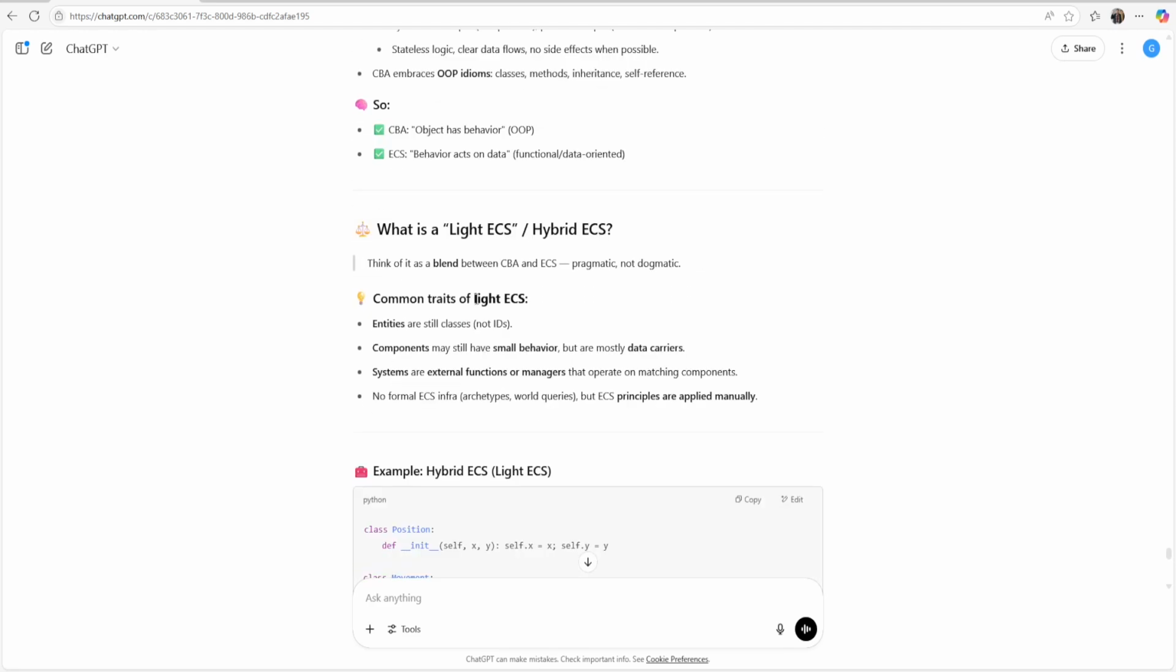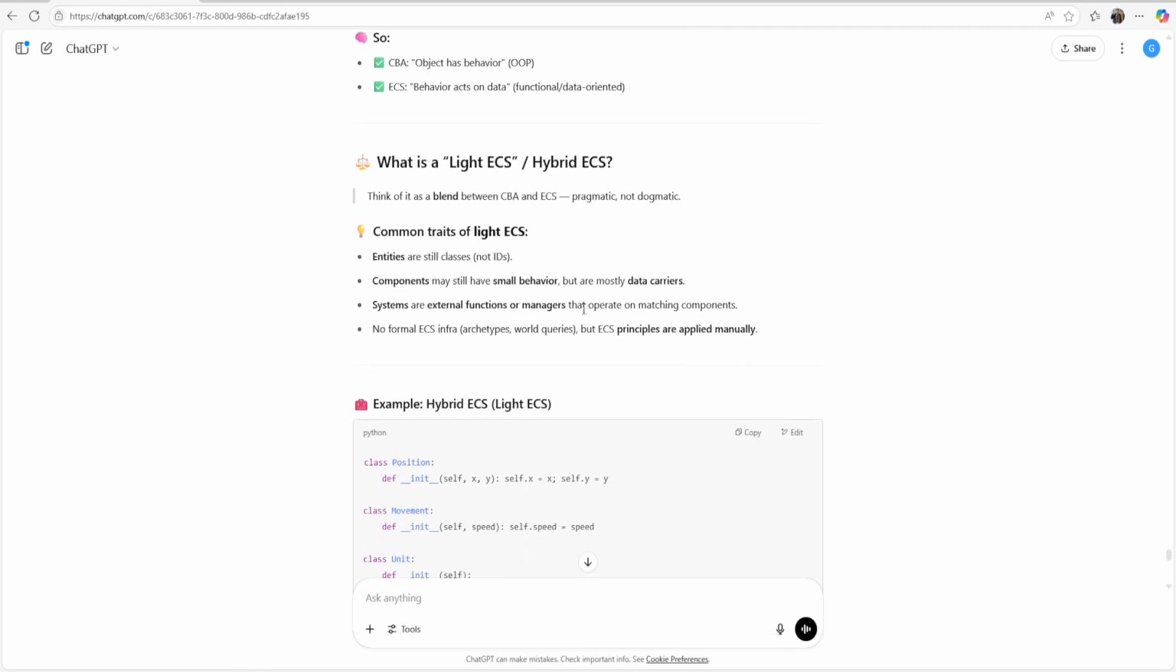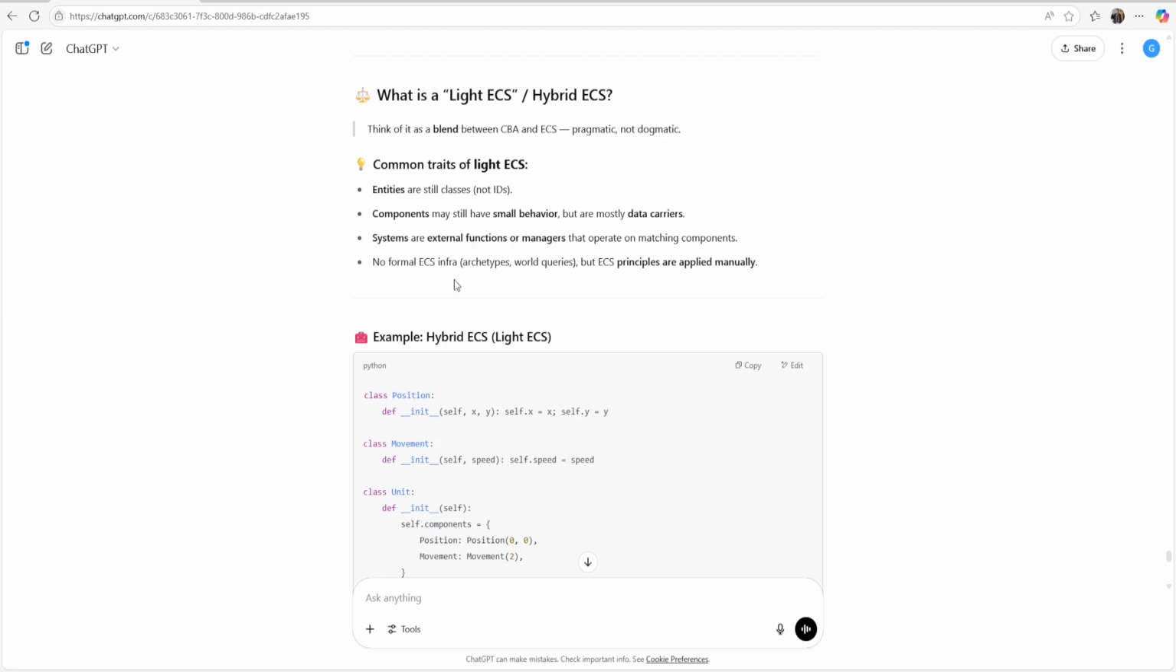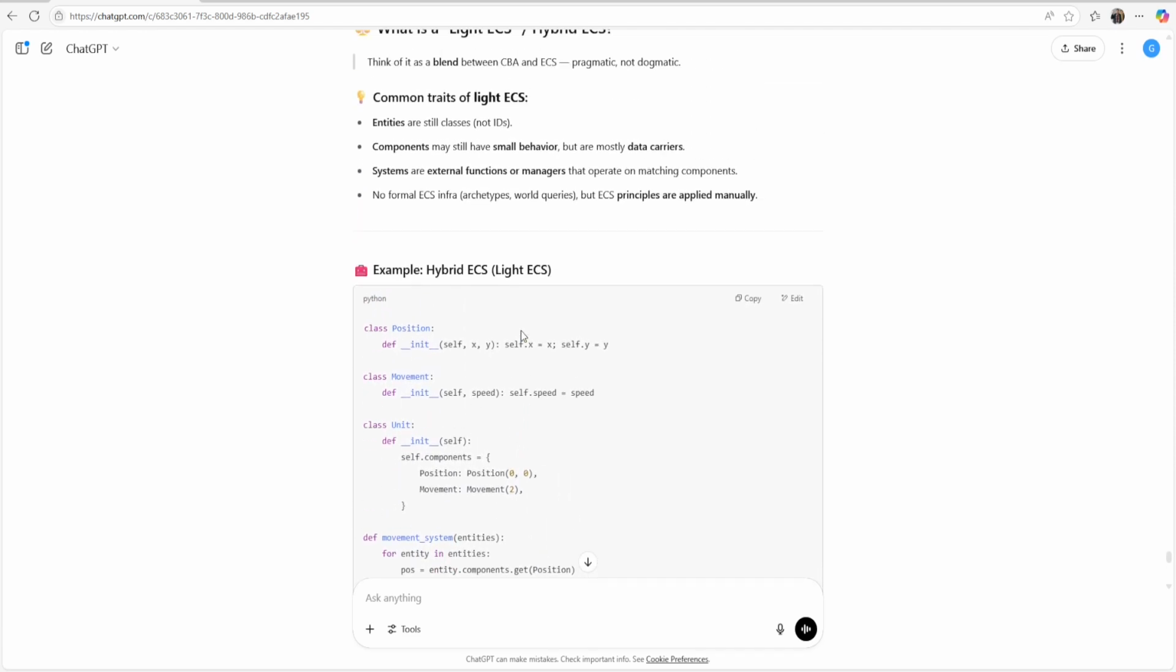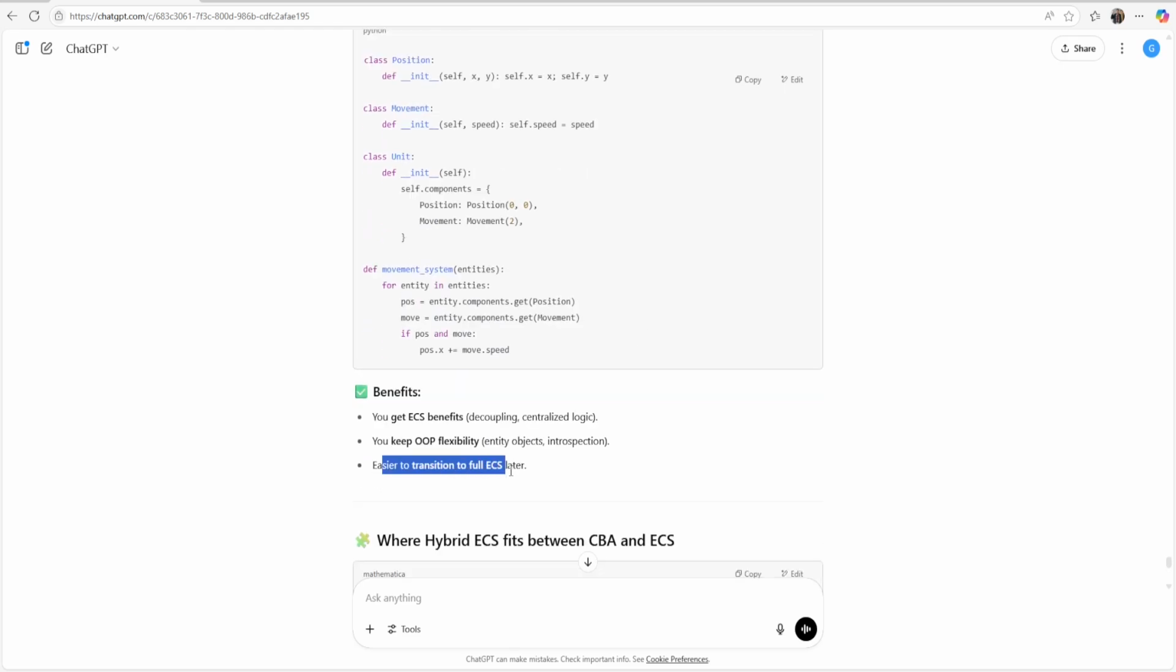Now let's see the light ECS. It's a blend. Entities are still classes. Components may still have small behavior, but are mostly data carriers. Oh, okay, so in this case, instead of putting the logic in the components, the logic would be in an external system. The movement system would call all the entities that, for instance, have a position or a movement, and of course you have to do the checks. You're structuring the data more with an object-oriented idea, but then you're structuring the logic, the processing, more in a data-centric approach. It's a step between both. I think that we can start with the CBA.